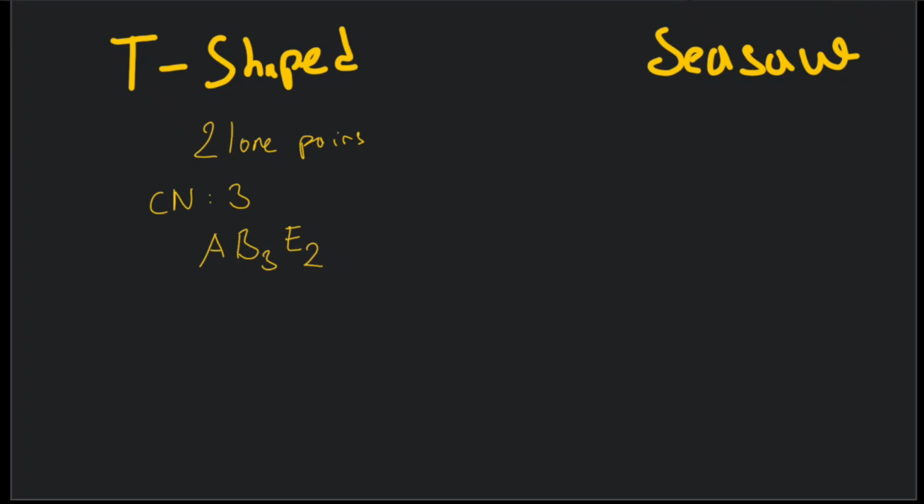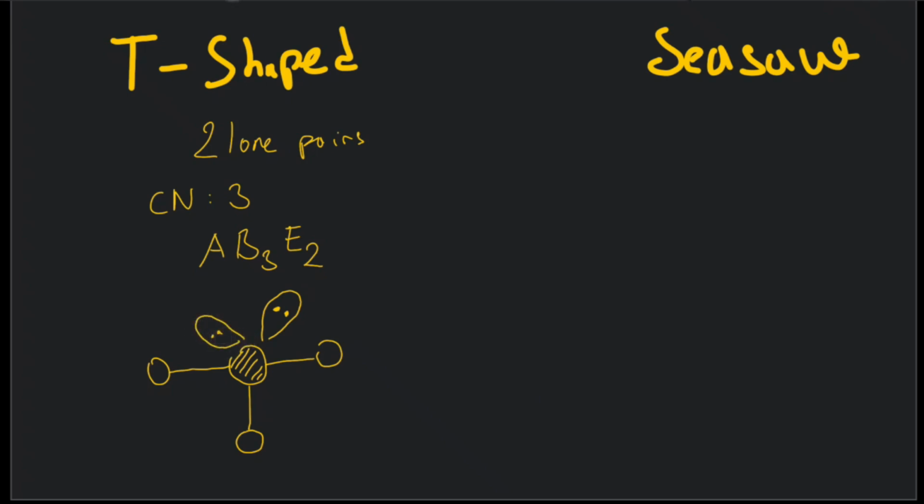And if I draw the molecule, this is our central atom, okay? These are the other atoms. And we have two lone pairs. One of them goes to the back and the other comes to us, okay?